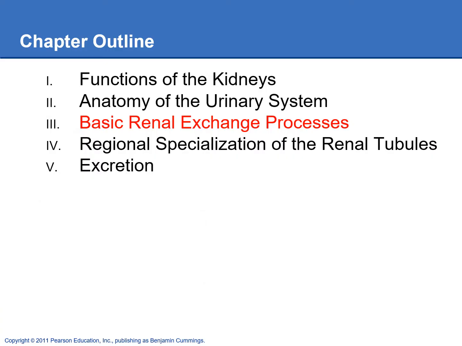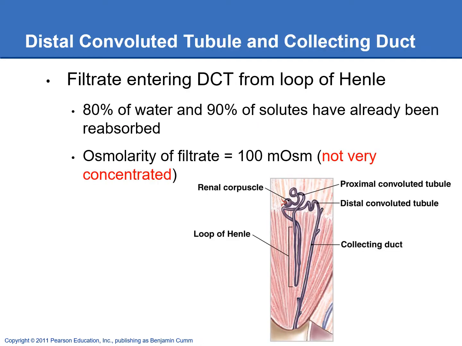We're going to take a look at the distal convoluted tubule and collecting duct in this lecture. So the filtrate that enters the distal convoluted tubule from the loop of Henle, we've absorbed 80% of the water and 90% of the solutes, but we still need to reabsorb up to 19% of the water. So we're going to do our final urine concentration here in the distal convoluted tubule and collecting duct.